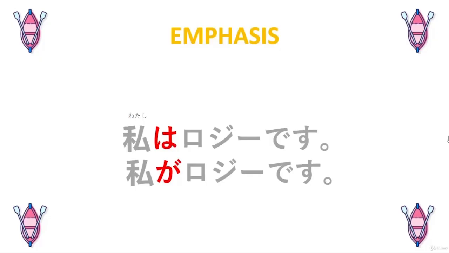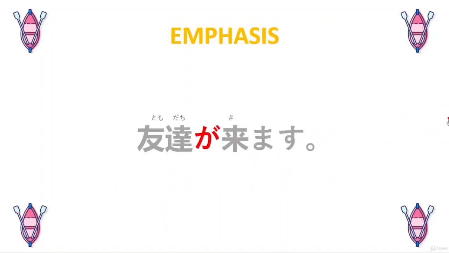But if you're saying watashi ga Roji desu, you're putting emphasis on yourself. So it means that, okay, maybe there are many people around you, but you want to put emphasis that I am Rosie, you know? Maybe someone's asking, who is Rosie? And you want to say, I am Rosie, and put emphasis on yourself. Then you would say, watashi ga Roji desu. So with wa, all the most important information comes after wa, you know, Roji desu. For ga, the most important information comes before ga. Watashi.